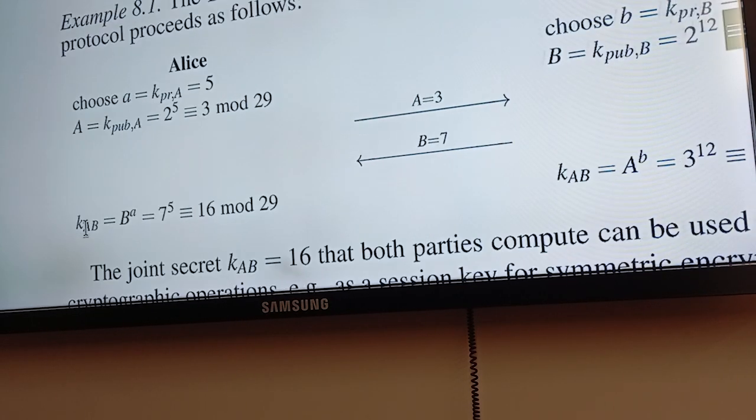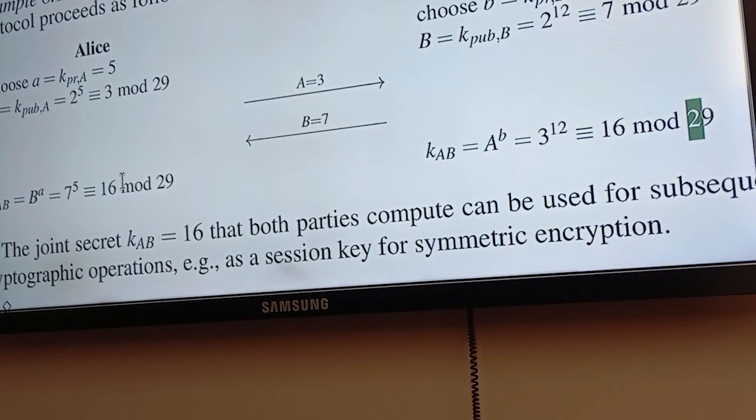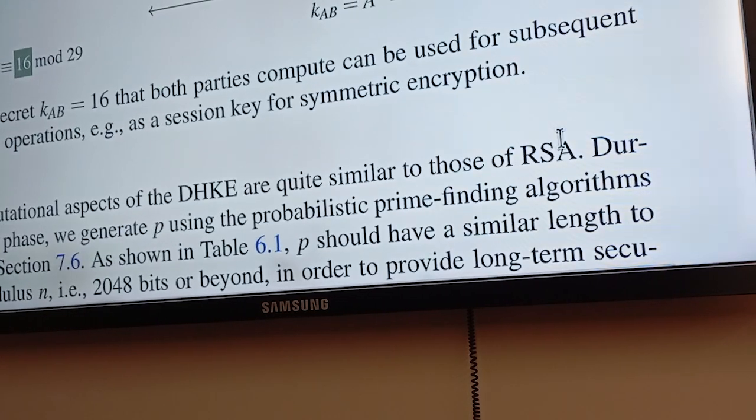To actually prove that they have established a shared secret, Alice receives Bob's 7, raises it to the power of her private key, and she obtains 16 in a modulo 29 world. Now, Bob also receives Alice's public key raised to the power of his private key. He obtains 16 also in a modulo 29 world. So you can see that the shared secret, the joint secret, so to say, is 16. Alice received 16 and Bob received 16.